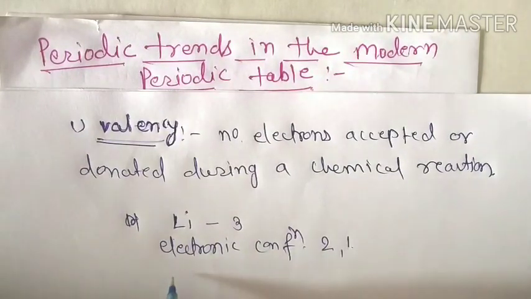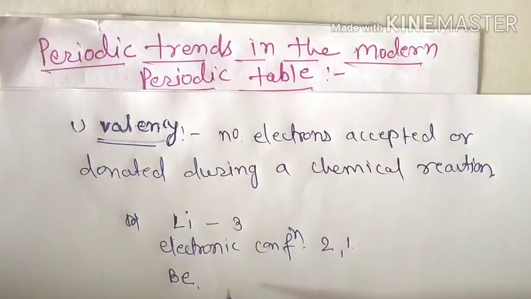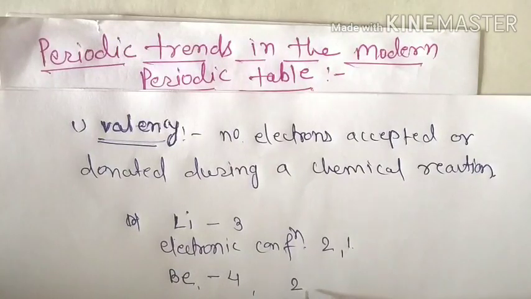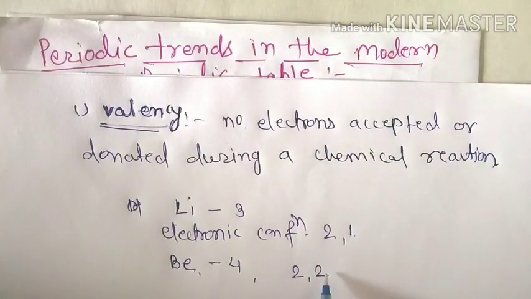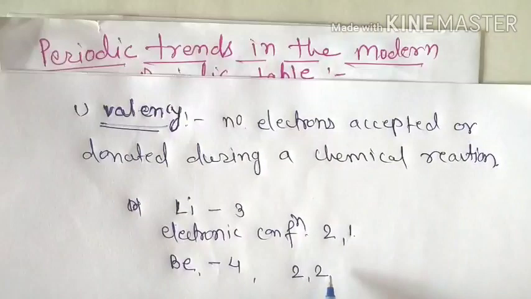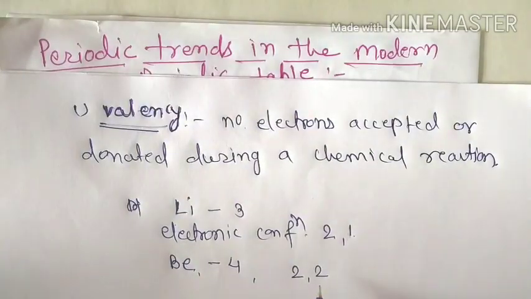Just like that, beryllium. The atomic number of beryllium is 4 and its electronic configuration is 2, 2. In the last orbit, beryllium has 2 electrons. It is easier to donate 2 electrons than to accept 6 electrons to fulfill the octet. So it loses 2 electrons, hence its valency is 2. This is the relationship between the electronic configuration of an element and its valency.